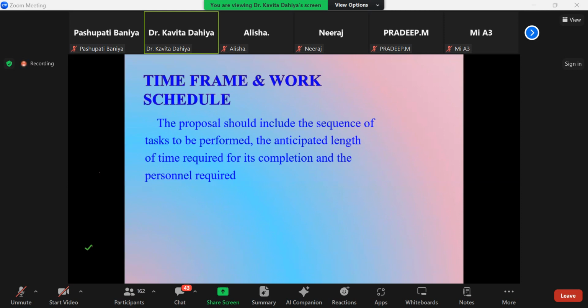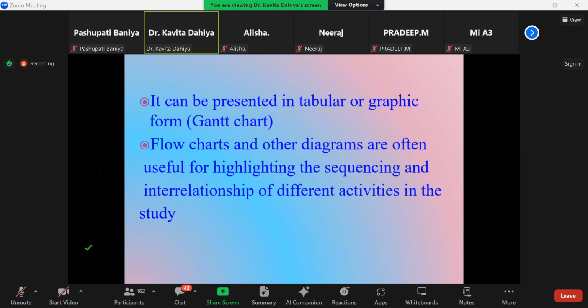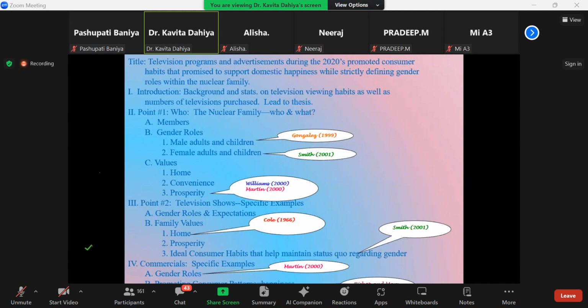which is part of the research proposal, should include the sequence of tasks to be performed, anticipated length of time required for its completion, and personnel requirements also. It can be presented in tabular or graphic form. Gantt charts, flow charts and other diagrams are often useful to highlight the sequence and interrelationship between different activities in the research. This is the example that I have included here.